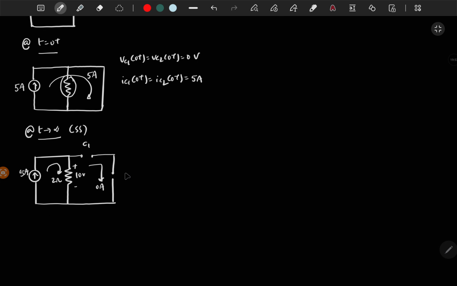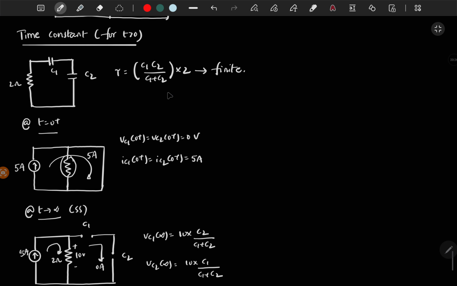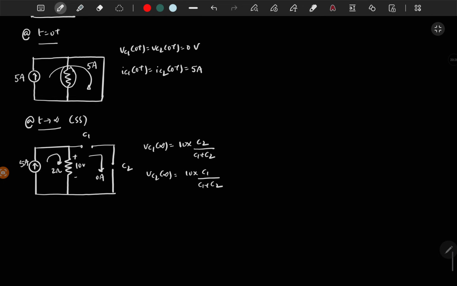And since this is C1 and this is C2 with high impedance, assume you have a capacitor here with high impedance. Now this 10 volt is across both the capacitors, and these two are in series now. So Vc1 of infinity, you will get 10 times C2 by C1 plus C2. Similarly, Vc2 of infinity is 10 C1 by C1 plus C2. And since the time constant is finite, this will charge exponentially.